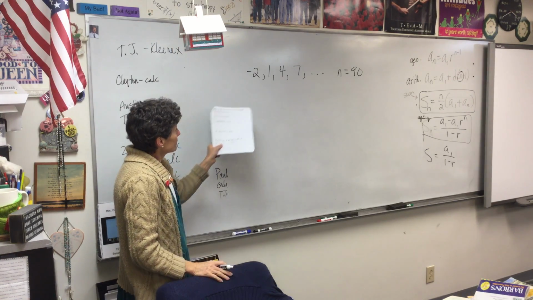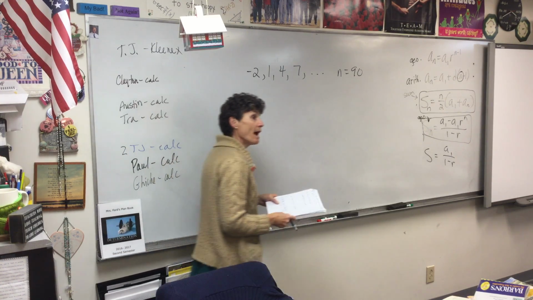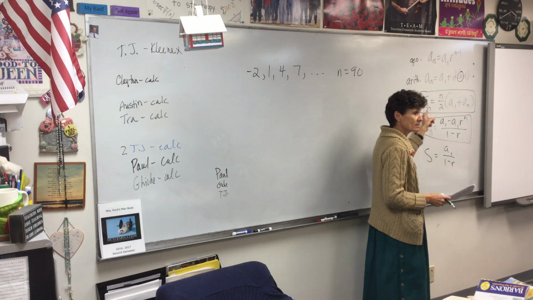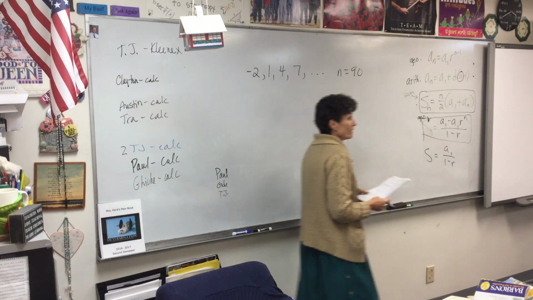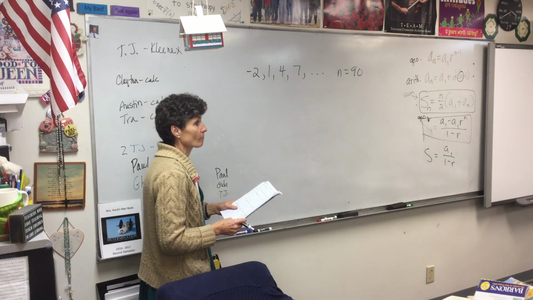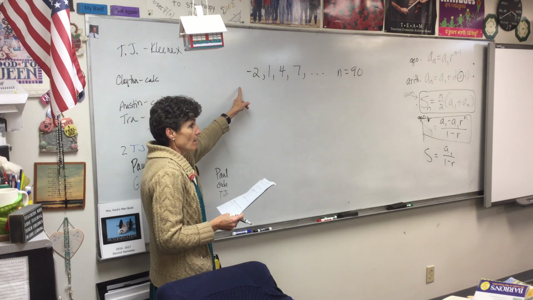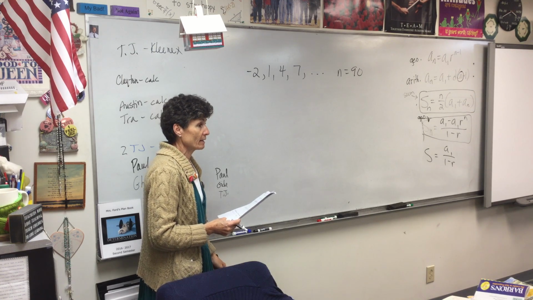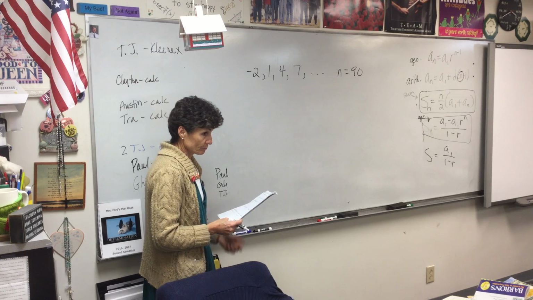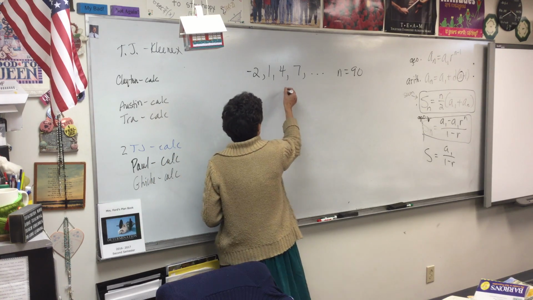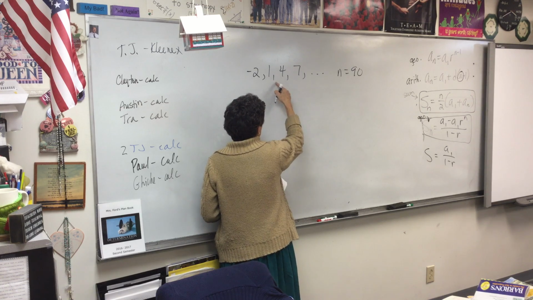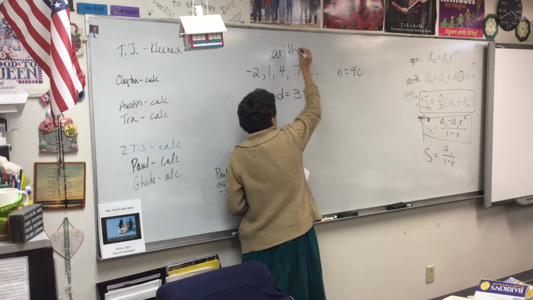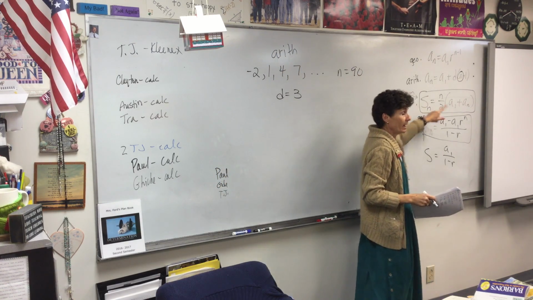Here we go. We're going to find the sum of the first 90. Now, anytime the directions say find the sum, we're using one of our S formulas. Right? Okay, you paying attention? How do I know which formula to use? Whether it's arithmetic or geometric? This one's arithmetic. Our common difference is, what are we adding? 3. Good. So, because it's arithmetic, we know we're going to use our arithmetic formula.